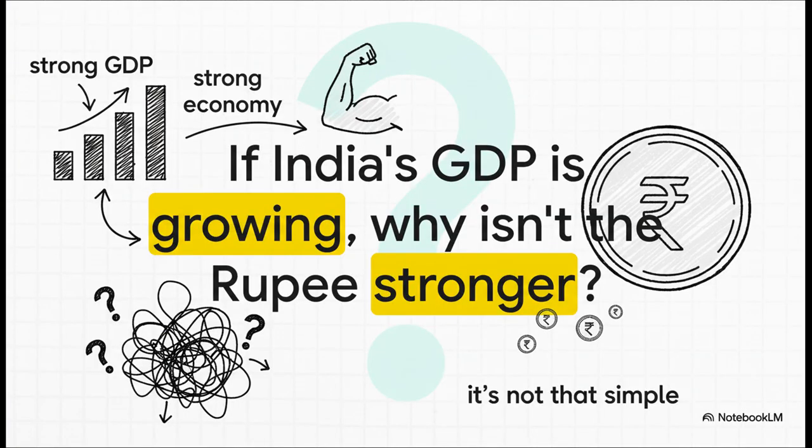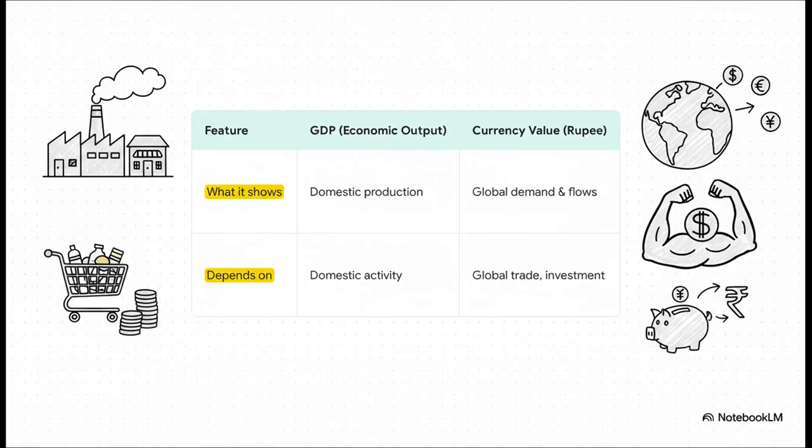It feels logical, right? A growing GDP should mean a strong economy, and a strong economy should mean a strong currency. Well, it's just not that simple. And here is the absolute key to understanding this. GDP and the value of the rupee are measuring 2 completely different things.